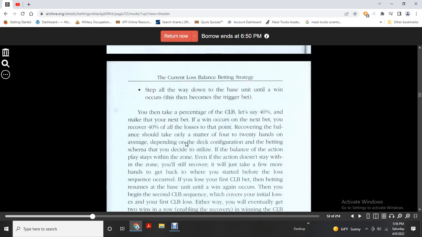Alright, you take a percentage of the current loss balance, let's say 40%, and make the next bet. With the winning of the next bet, you've recovered 40% of the losses, moving toward recovering the balance. It should take only 4 to 20 hands on average, depending on the deck configuration.